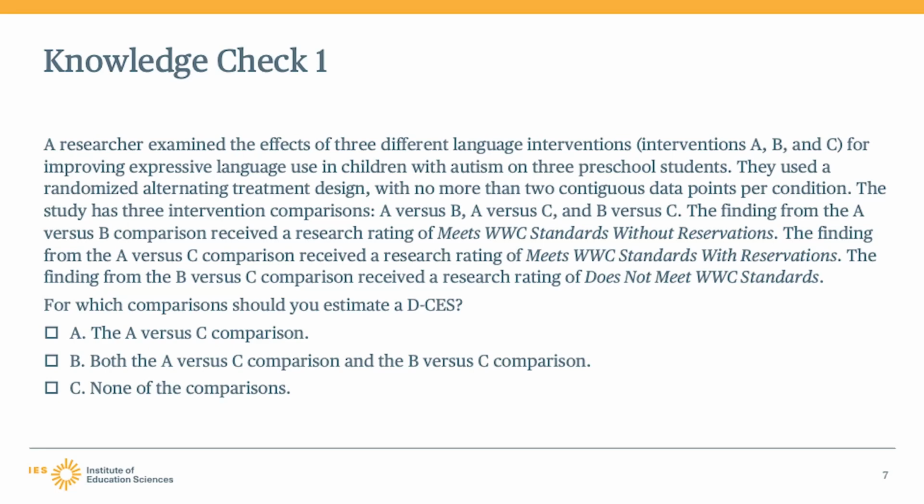The A versus B comparison was rated meets WWC standards without reservations. The A versus C comparison was rated meets WWC standards with reservations. The B versus C comparison was rated does not meet WWC standards. For which comparisons would the WWC estimate a D-CES? Your 3 possible answers are A, the A versus B comparison, B, both the A versus B comparison and the A versus C comparison, or C, none of the comparisons. You may want to pause the video now to think about your answer.